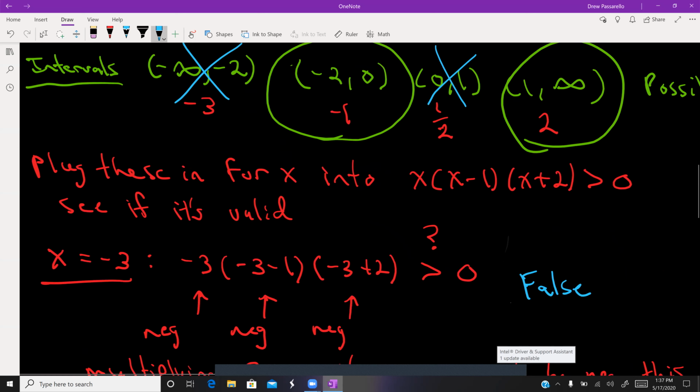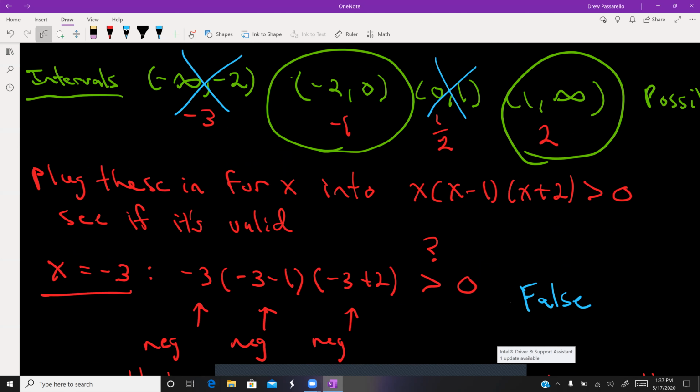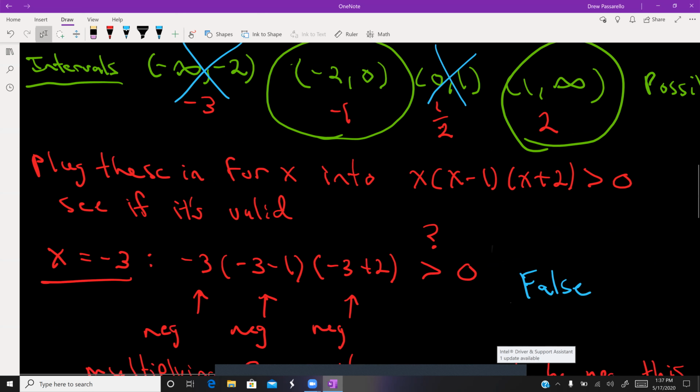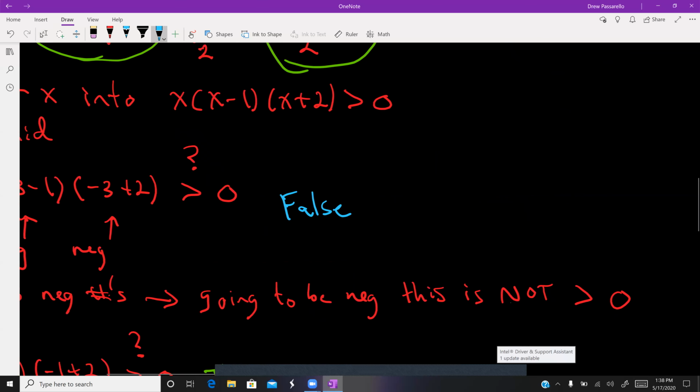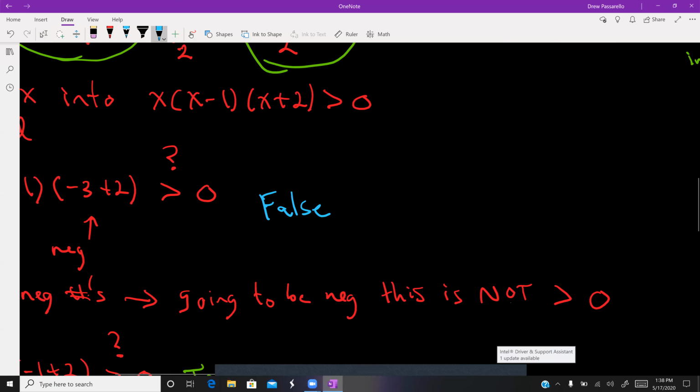And then for each value, I plug it in for x into our original problem, where it's x times x minus 1 times x plus 2 greater than 0. Then I ask myself, after I plug it in, is this valid? Is it greater than 0? For -3, I had -3 times -3 minus 1 times -3 plus 2, which is a negative number times a negative number times another negative number. When you multiply 3 negative numbers, that's going to be negative, which means it's not greater than 0. So that's a false statement.